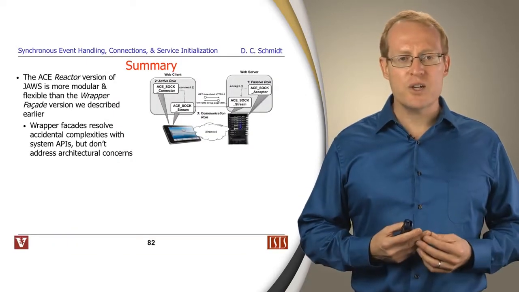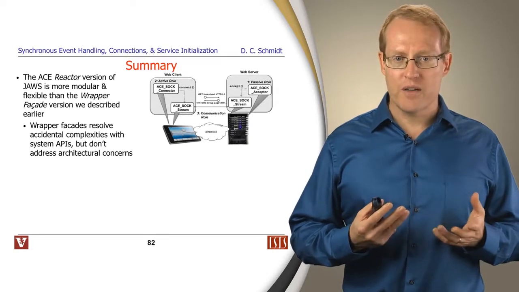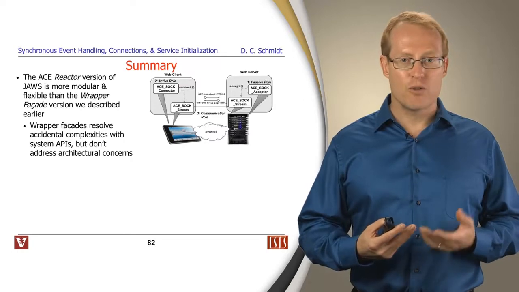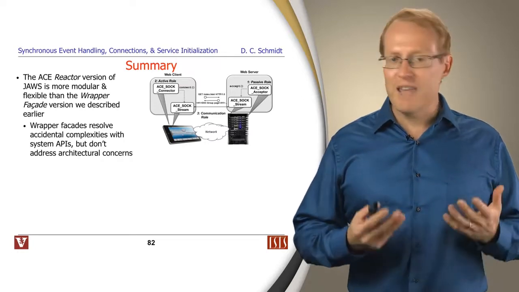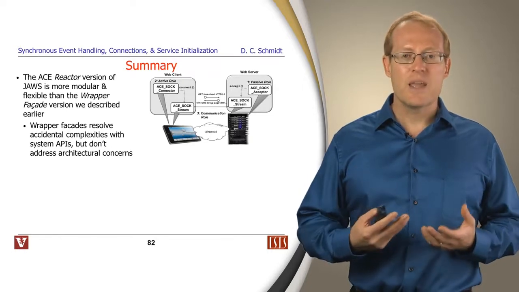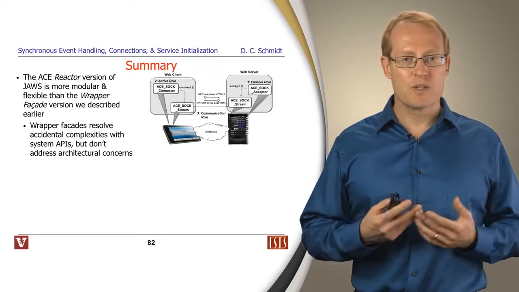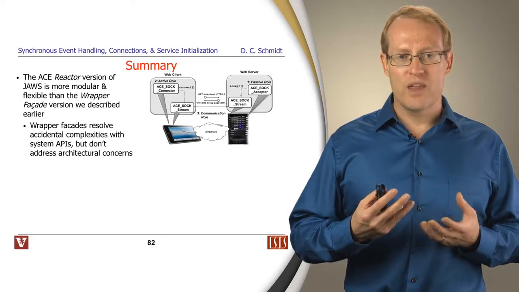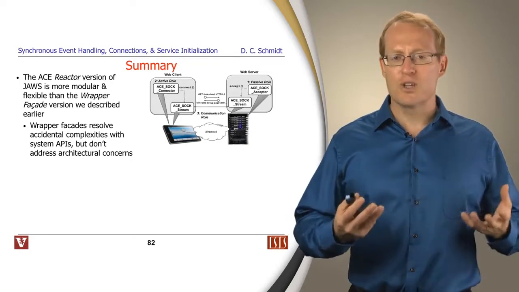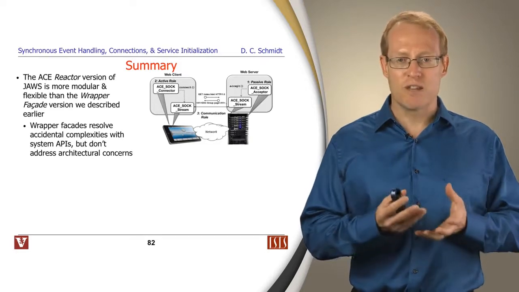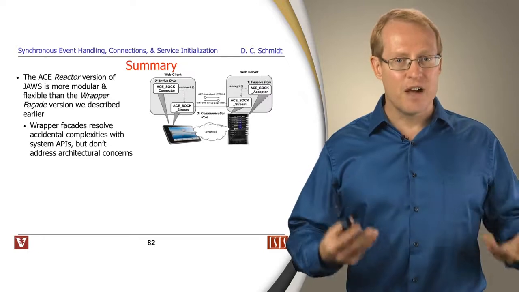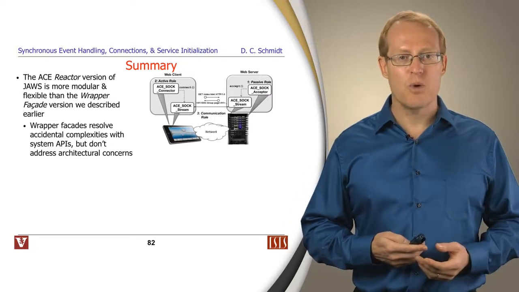So to summarize this section, the ACE Reactor version of the web server is much more modular and extensible than the wrapper facade version that we saw before. Even though it does essentially the same thing, it's done in a way that's easier to understand. The wrapper facades help to resolve accidental complexities with programming to low-level IPC mechanisms like sockets, but it doesn't really address architectural considerations. It doesn't really provide you with a framework for being able to extend and enhance and evolve your software in more flexible ways.